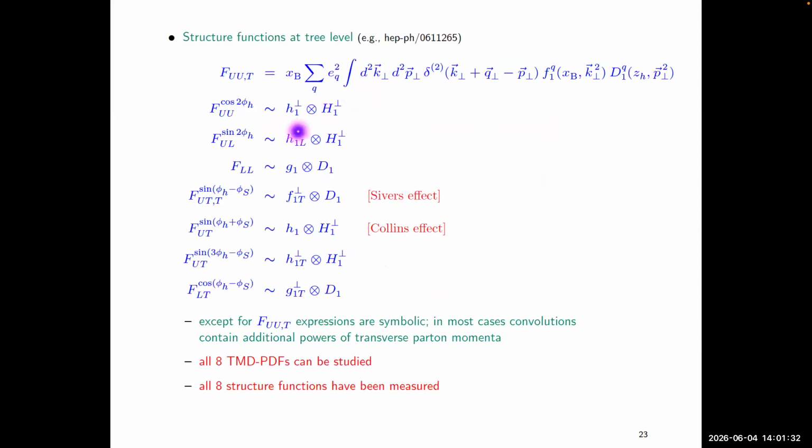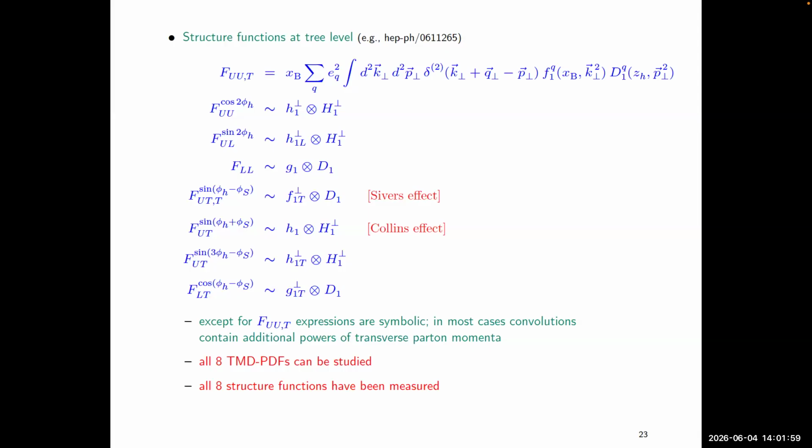And then if you look at this, you see, well, here we have one case where the TMD PDF goes with this D1, and we have another one here, the G1, the Sivers function also, and this G1 T perp. So we have 4 instances where a TMD couples to the unpolarized fragmentation function. And if you look at the full list, there are these 4 TMDs with an H.